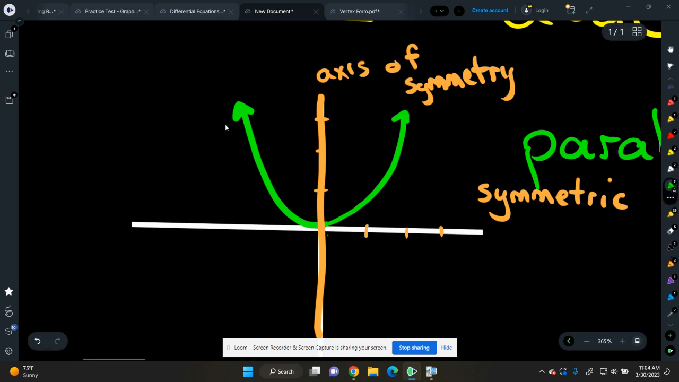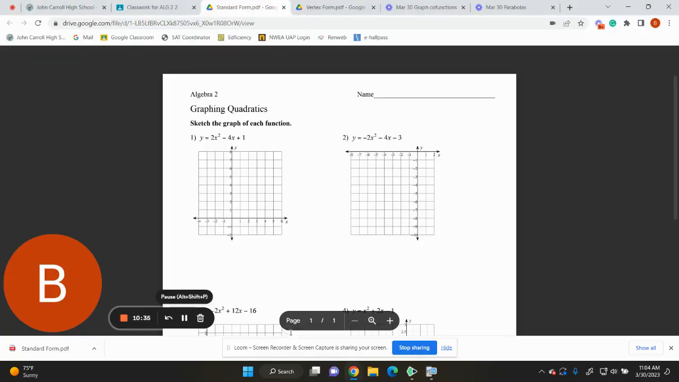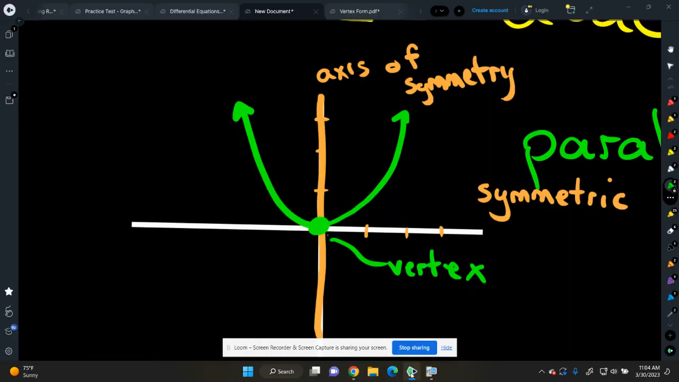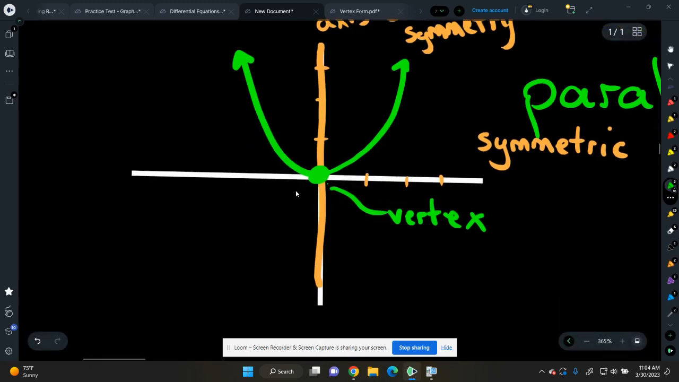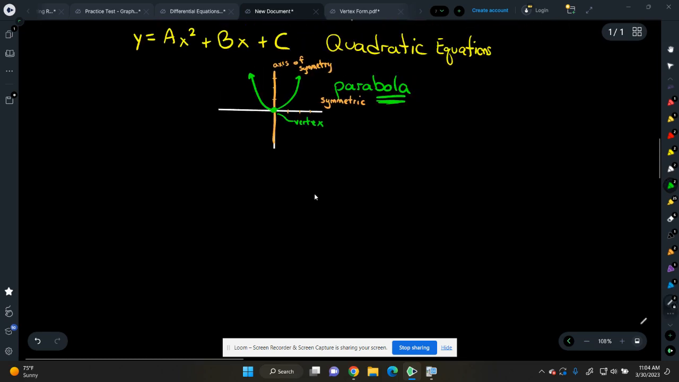This point down here, this is what we call the vertex. We hear that word vertex in reference to other shapes also, and it usually refers to where the shape changes direction. That's what we call the vertex. All right, so let's just start looking at some of the graphs here. Please take notes. This is very important that you take notes.